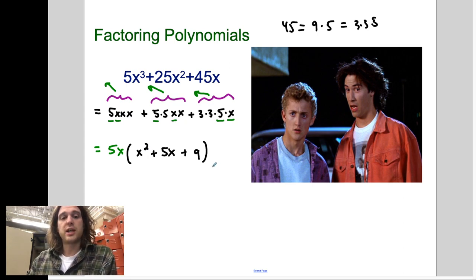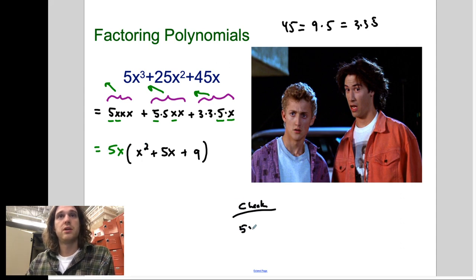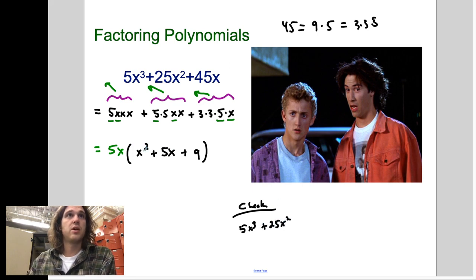And the way that you can check your answer is you can redo the distributive property. You can say 5x to check your answer. You can multiply out 5x times x squared is 5x cubed. 5x times 5x, 5 times 5 is plus 25x squared. 5x times 9 is plus 45x. Hey, look, that's what we started with. So you can check your answer by doing the distributive property, but we're trying to undo.